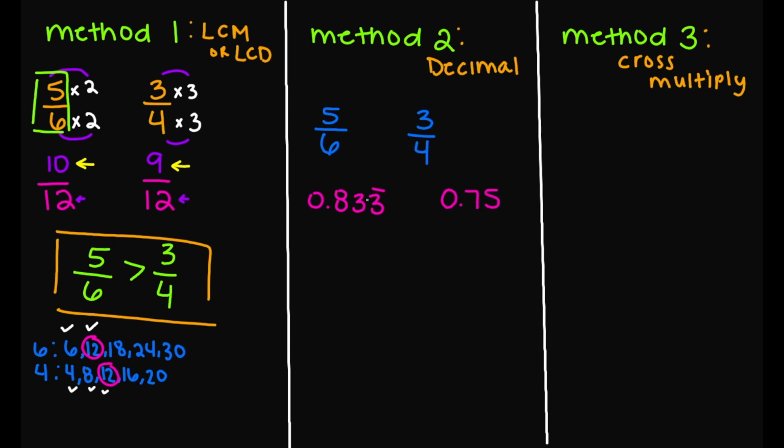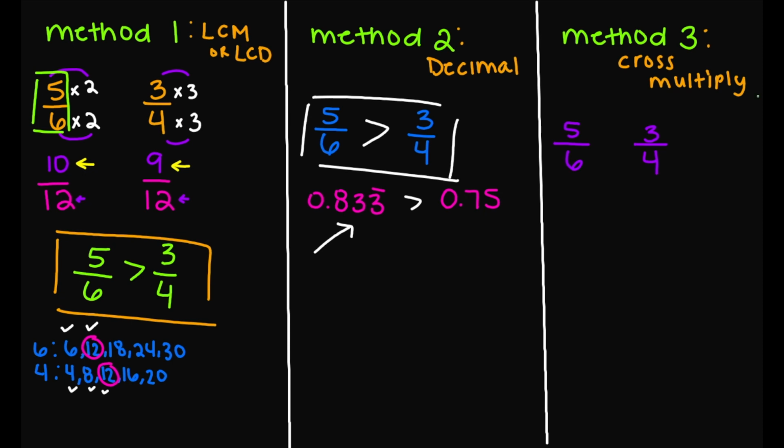And now if you have to compare these two decimals, which decimal is larger? The largest decimal is going to be here. Your 0.833 repeating is larger than 0.75. So if you're looking at the fraction, then we know 5 over 6 again is greater than 3 over 4.